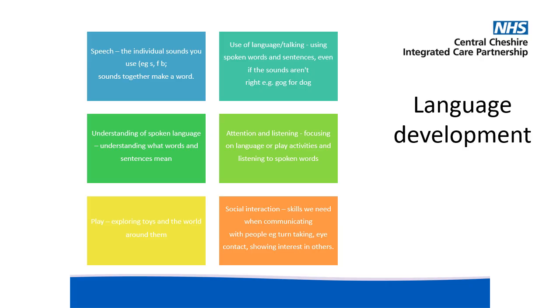Speech, so the individual sounds you use together to make up a word. And social interaction, skills that we need when communicating with people. For example, turn taking, eye contact, showing interest in others. All of these 6 areas go to make up language development and communication in general and are all equally important.